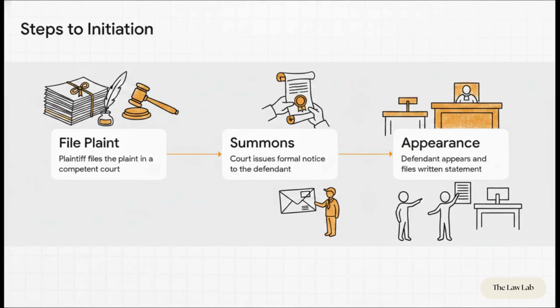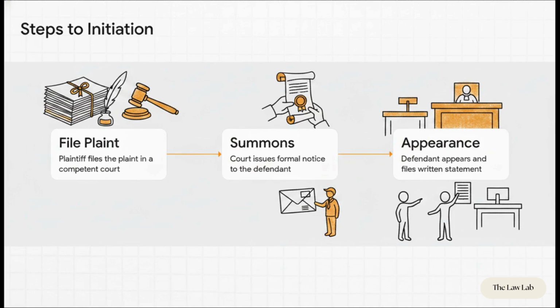So, assuming the court does have jurisdiction, the initiation flows logically right through these steps. First, you file the plaint. Next, the court issues a formal summons to the defendant. This is an official notice, sometimes handed to them personally or sent via registered post, telling the defendant, hey, you are being sued, and demanding they show up.